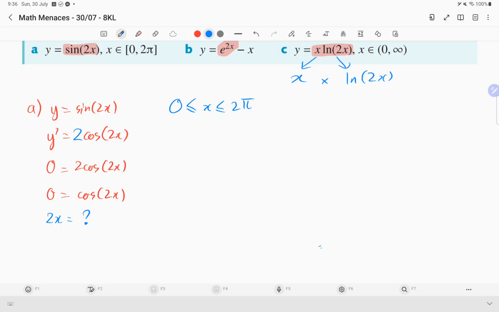So pi on 2. Good, that's the first one. Very good, pi on 2. There are many solutions here though. How many solutions would there be? There should be 2 or 4. Why 4? Because you have to multiply the domain. Yes, this is the domain for x. I never understood that, and I still don't understand. I'm going to be honest with you, Koi.